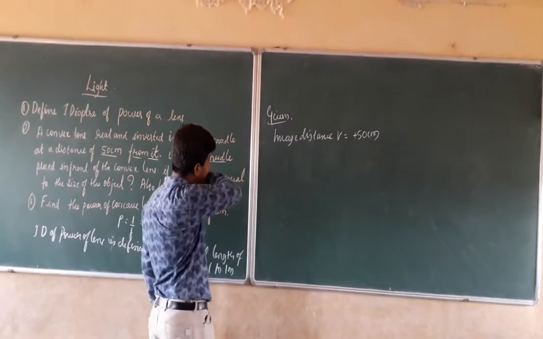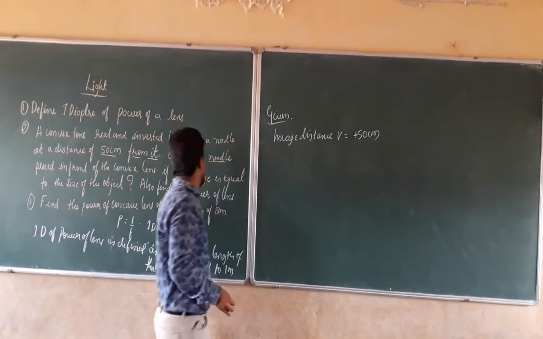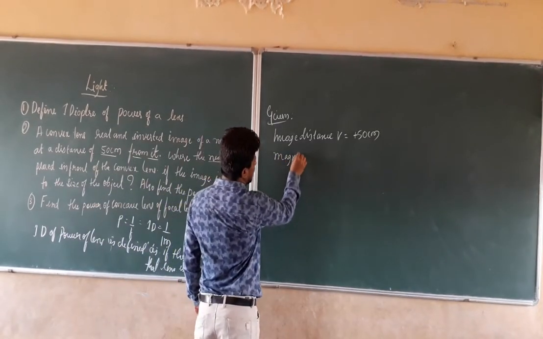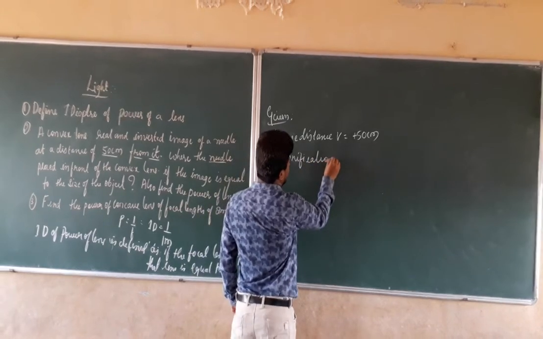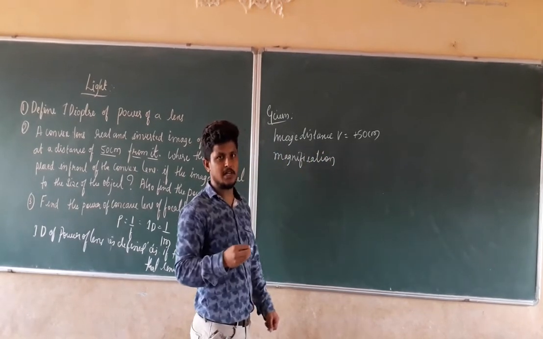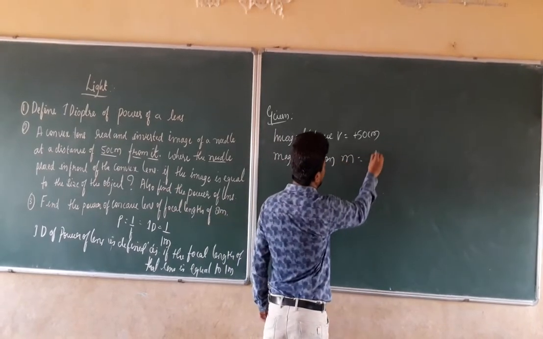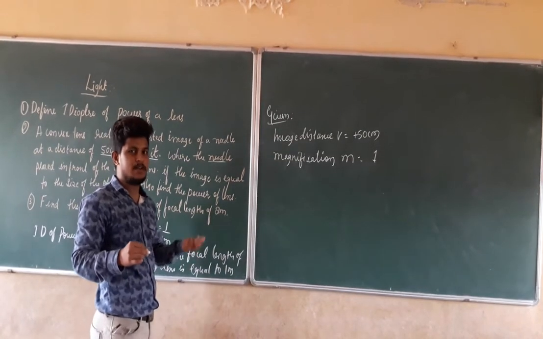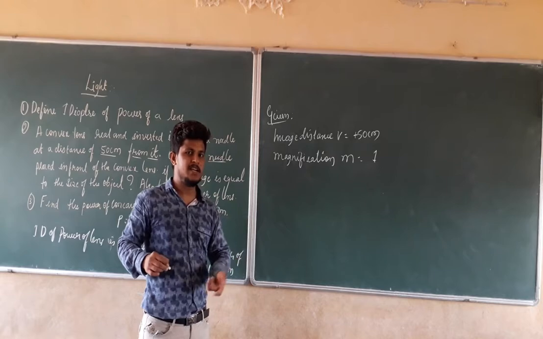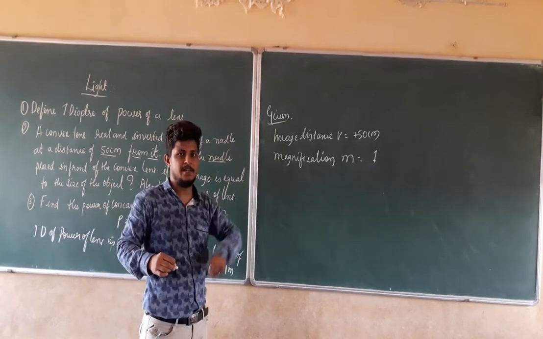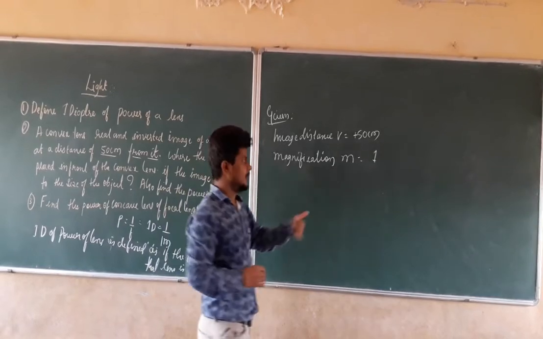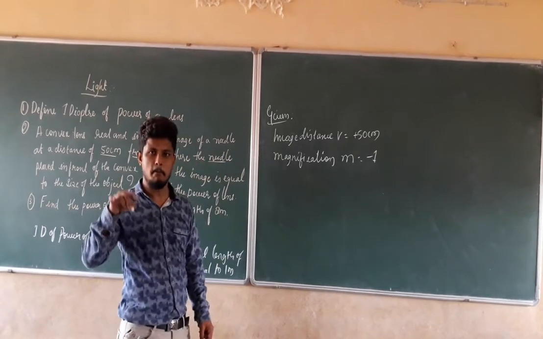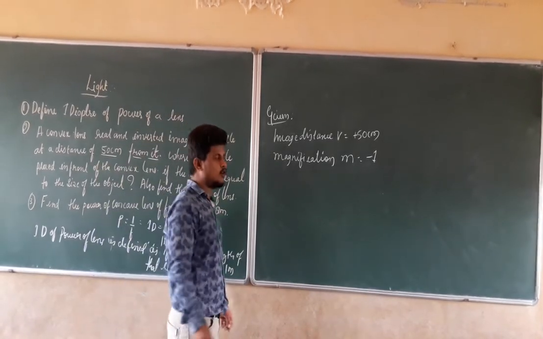In the same manner, if you check, they have given the magnification. If the size of the image and the size of the object are the same, then m is equal to 1. But we check the problem statement again, which says it is producing a real and inverted image. If the image is inverted, then the magnification is negative. Therefore, m equals minus 1.